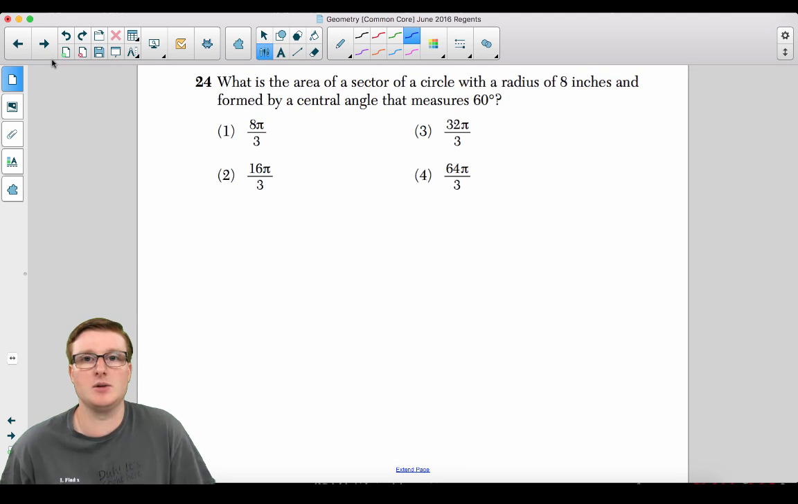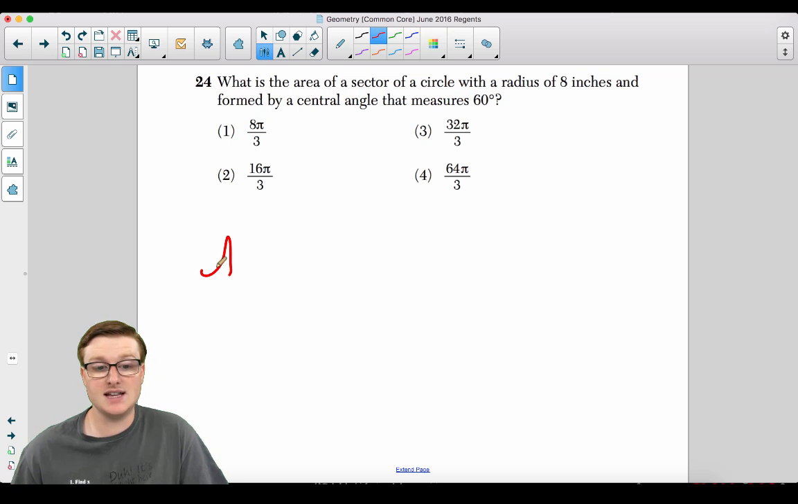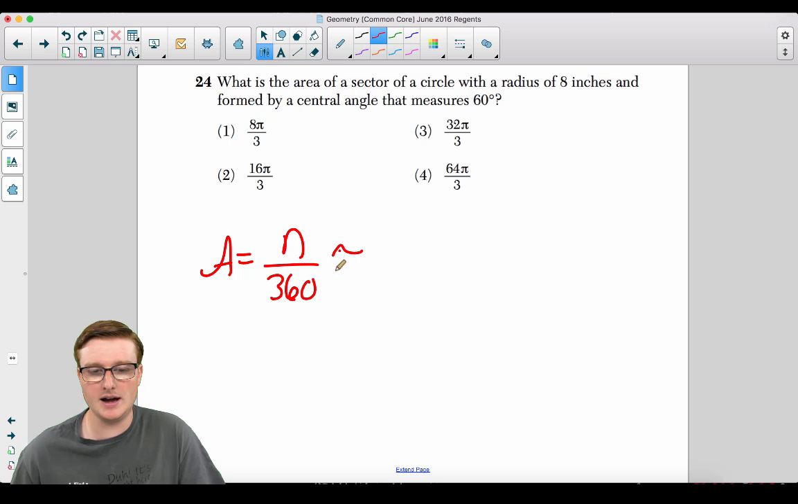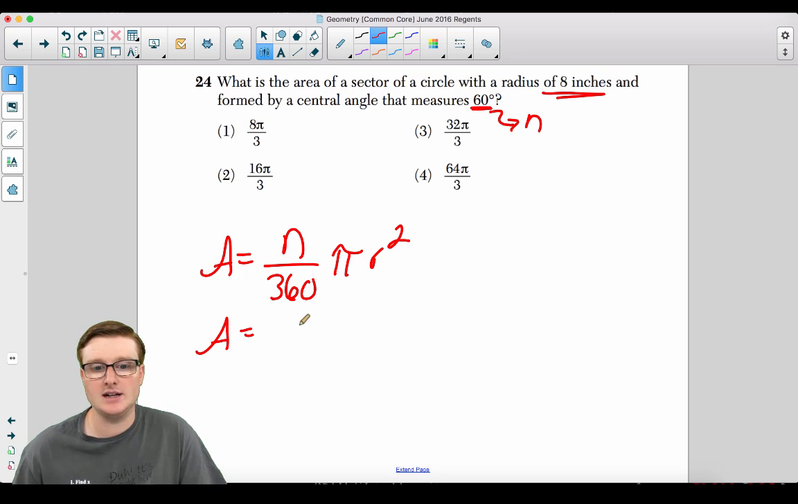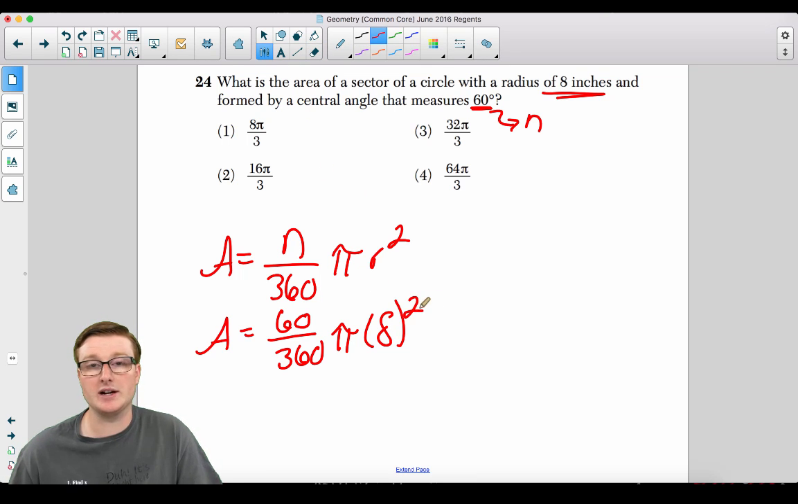And the last question of the multiple choice section. What is the area of the sector of a circle with a radius of 8 inches and formed by a central angle that measures 60 degrees? Well, the area of a sector formula, which I hope you have memorized by now, is n over 360 times pi r squared. So for this sector, the 60 degrees is your n measure. Your radius is 8. So we have 60 over 360 times pi times the radius of 8. My apologies, that shouldn't be 6. That should be 8, and then square it.